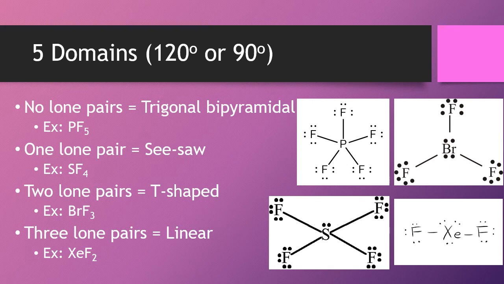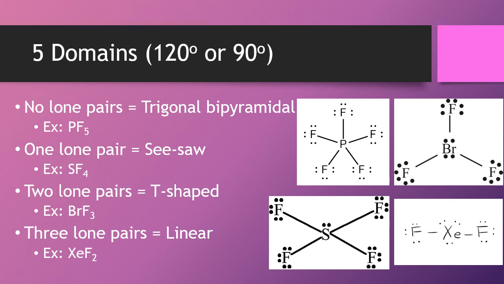For 5 domains, there are a lot of possibilities. In a 5-domain molecule, there are 2 different bond angles that take place because there are 2 different components to this shape. There is a trigonal plane in the middle, quote unquote, of the molecule, and the 3 atoms or domains in this location will have approximately 120 degrees between them.